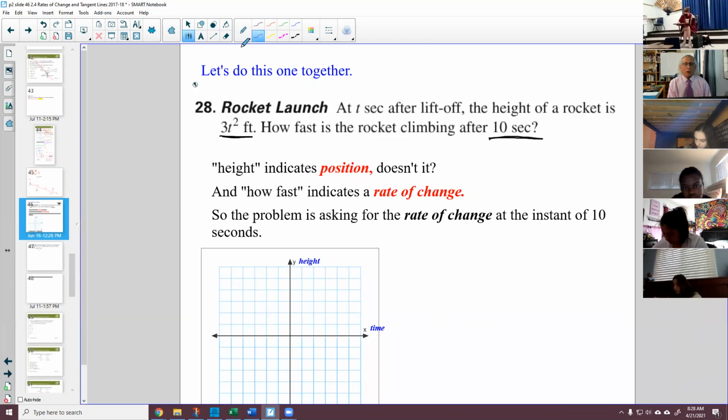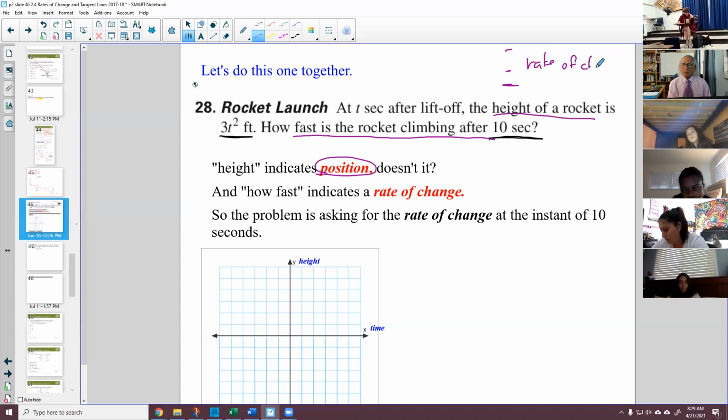So the height of the rocket is telling me its position. You start down here on the ground and then you're this high after t seconds, and then you're this high after another second. That's telling me your position. But I want to know, how fast is the rocket climbing after 10 seconds? What is your rate of change at exactly t equals 10?